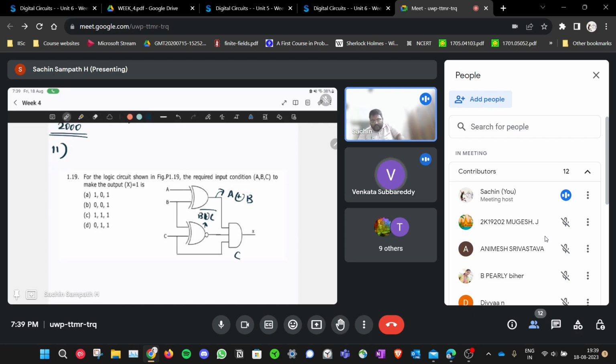So for x to be 1, what is the condition? Firstly, all inputs to the AND gate should be 1, right? By definition of AND gate. That's what an AND gate means. So C should be 1. That is true for all the options.